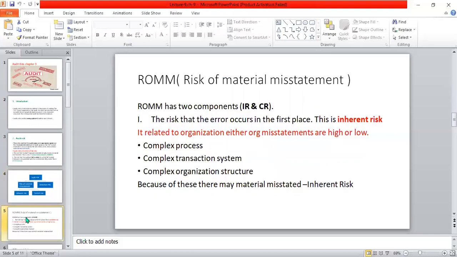Okay, we will discuss this chart in detail. The first form of audit risk is the ROMM. ROMM is the risk of material misstatement. ROMM has two components, you can say two variables, namely the IR and the CR. IR stands for inherent risk and CR stands for control risk. Inherent risk is related to the organization, whether the organization has misstatements and whether these misstatements are high or low.